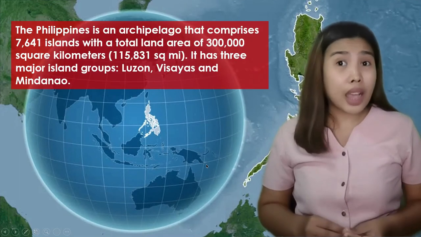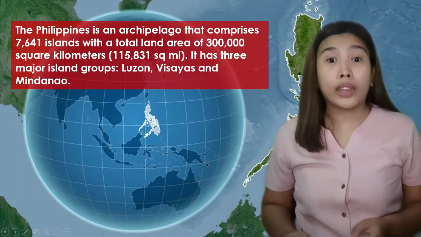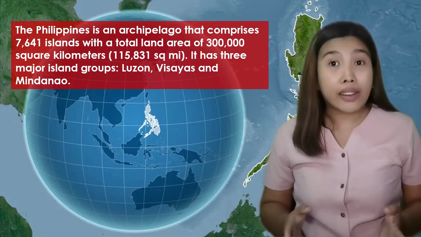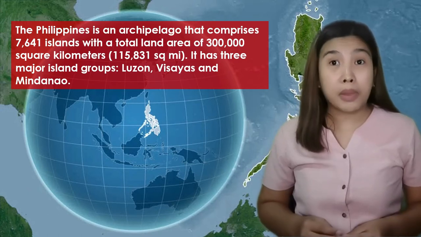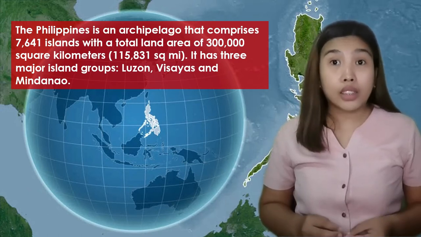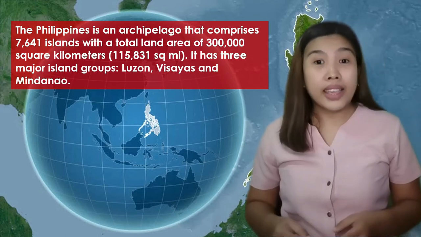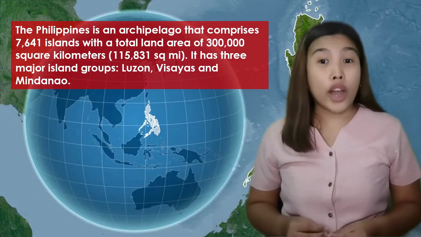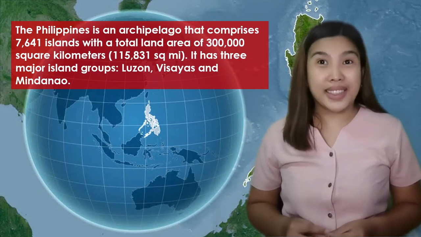Did you know that the Philippines is an archipelago that comprises 7,641 islands with a total land area of 300,000 square kilometers or 115,830 square miles? It has three major islands, which are Luzon, Visayas, and Mindanao.